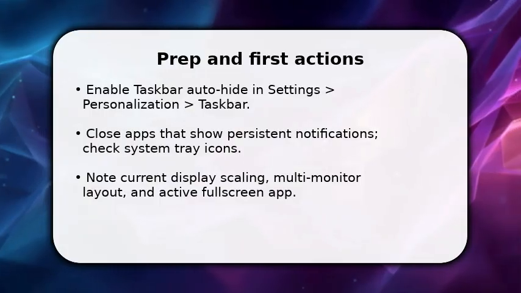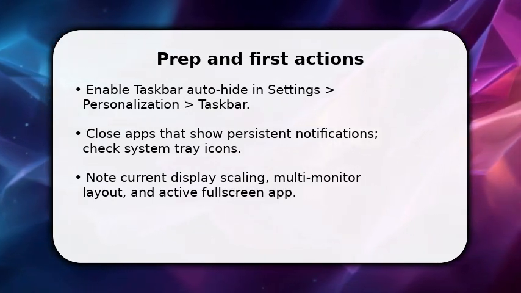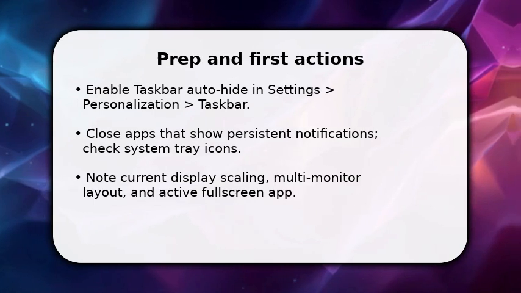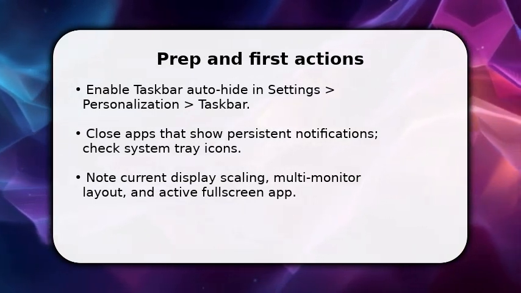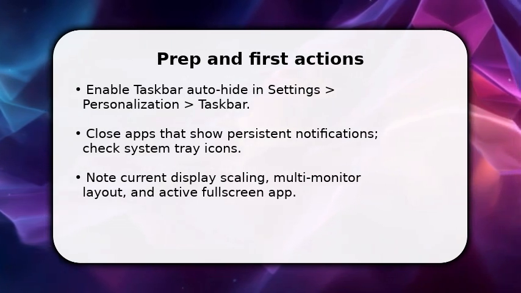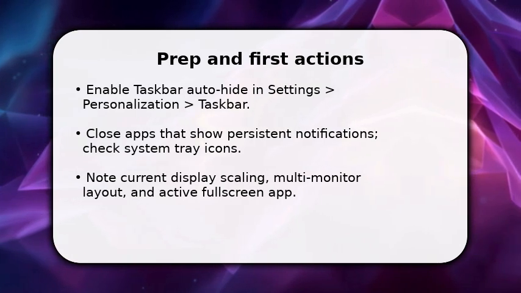You start by forcing the taskbar to retract. Open taskbar settings and enable auto-hide so it only appears on mouse hover. This immediately removes most intrusions. Once done, close any apps that post persistent notifications or overlays because those wake the taskbar.